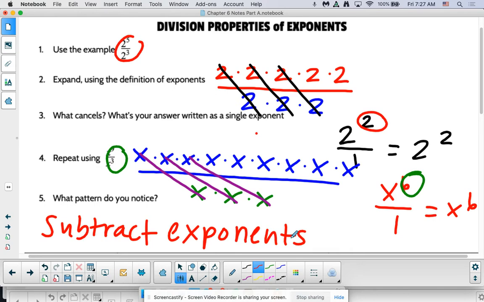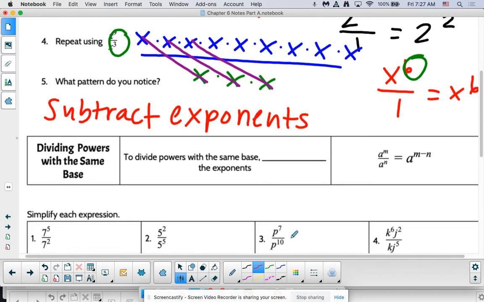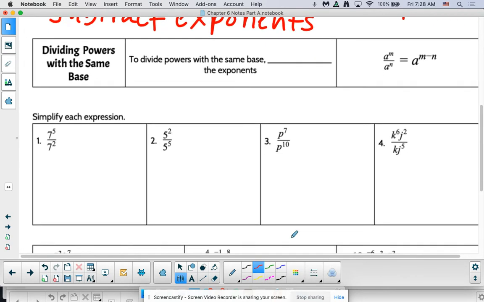Okay, so that's our first rule today. When we're dividing powers with the same base, subtract your exponents. These first ones are pretty straightforward. 7 to the 5th over 7 squared. I have the same base, 5 minus 2 is 3. So 7 cubed. And we're done.